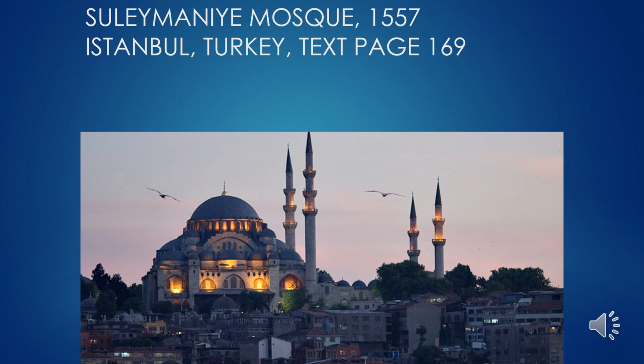Those towers are where people are called five times a day to pray toward Mecca. Now they typically have a recording, but back in this day they would have had people chanting to call the prayer. And let's take a look at the interior.